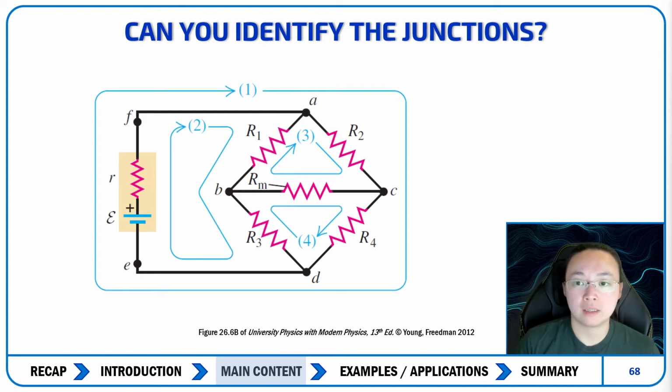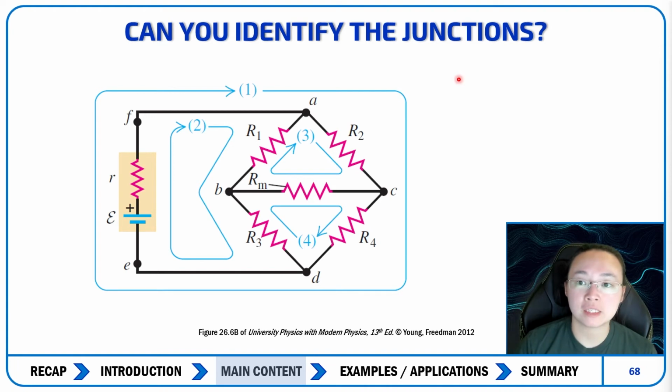We'll take a look at this example. Can you identify the junctions over here? Well, taking a look here, A has 1, 2, 3, and so do the others: 1, 2, 3, 1, 2, 3, 1, 2, 3. So there should be 4 junctions in this example. E and F are not junctions because they only connect 2 conducting elements.